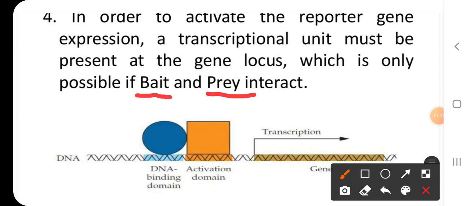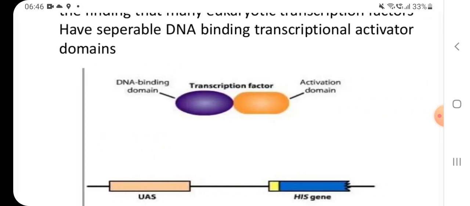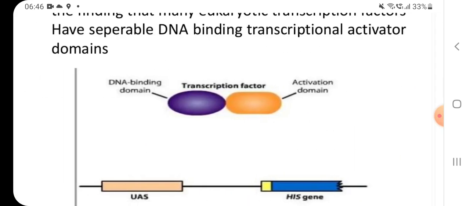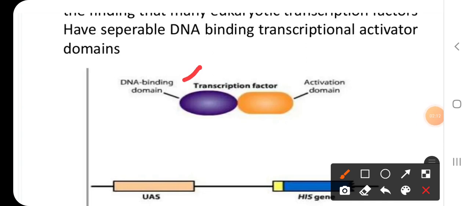So here is the structure. This is the DNA binding domain and this is the activation domain. This is the DNA double helical structure, and in this direction the transcription is going on. The protein that binds to the DNA binding domain is the bait. Here bait will attach, and to this the prey or fish will attach.